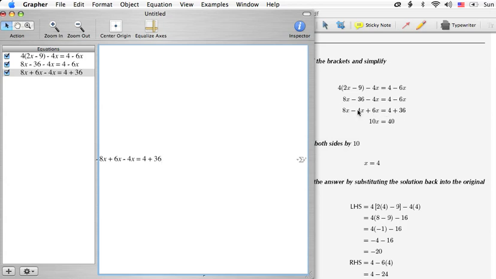We got to the next line. Then we simplify, and we had that 8x plus 6x is 14x, minus 4x will give us 10x. And on the other side, we have 4 plus 36, which is 40. Okay?